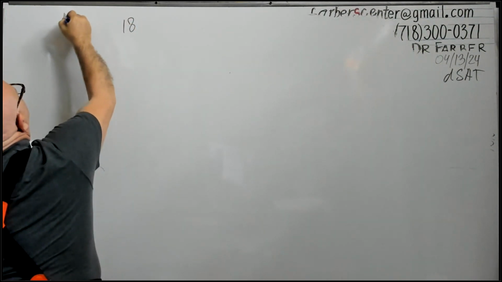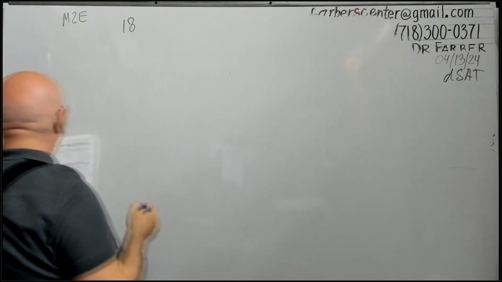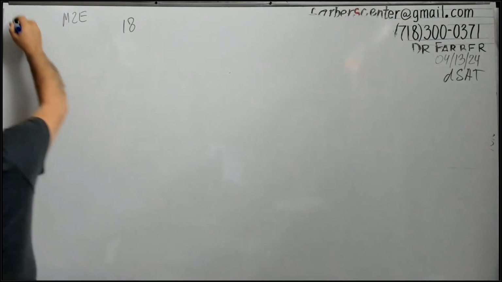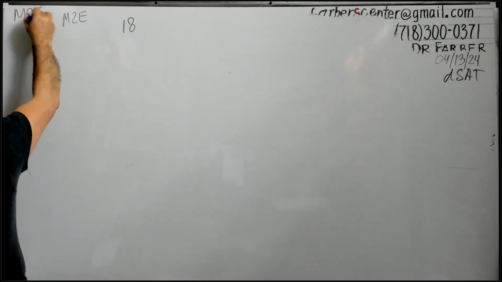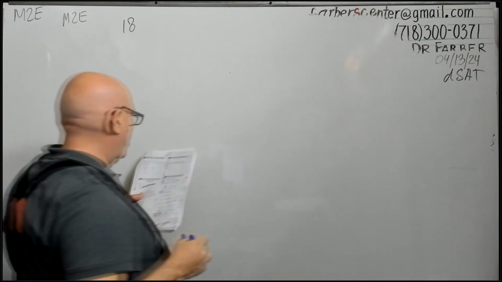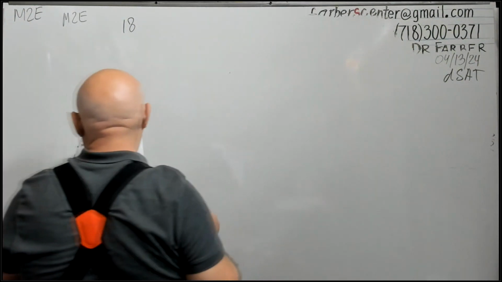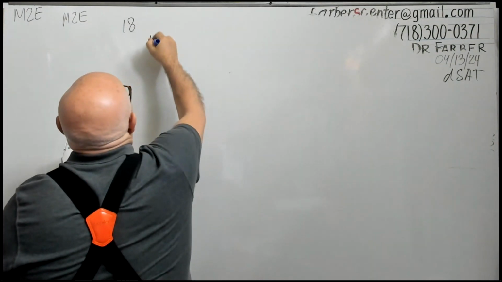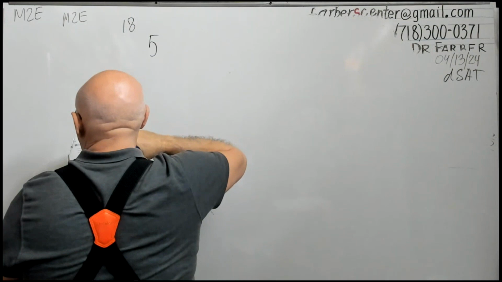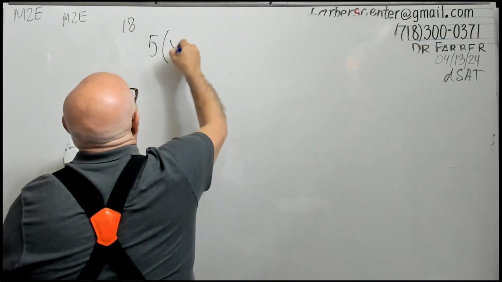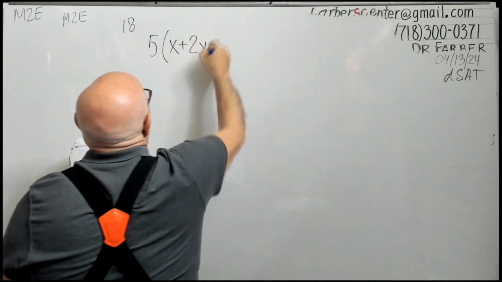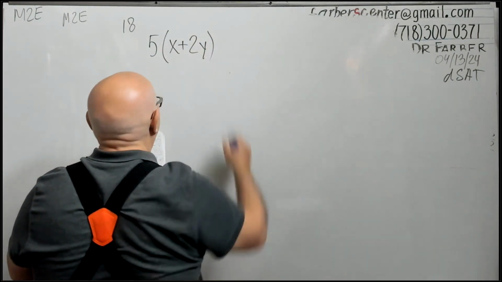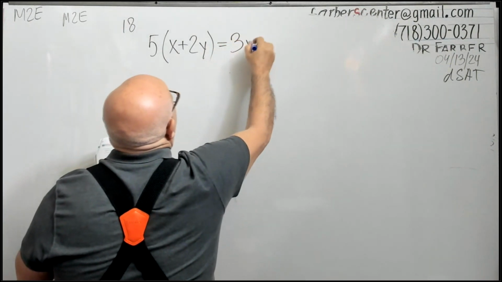Again, this is module 2E. Every time I erase this, but in the future, put the numbers over there to the left, like this, module 2E. 5 times (x plus 2y) equals 3y, if I wrote correctly.